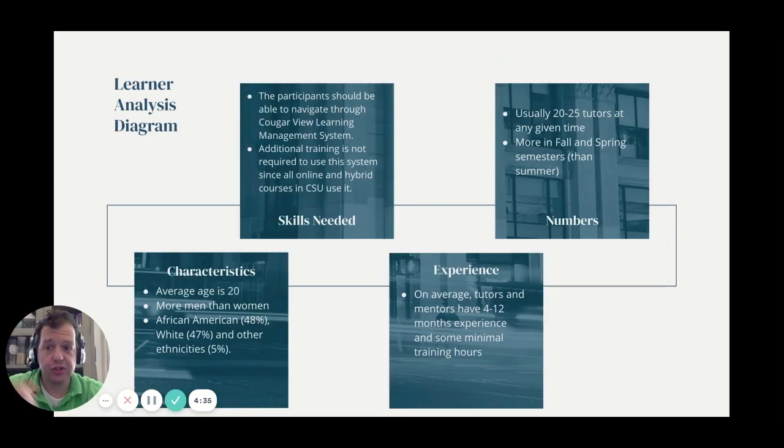Finally, over these next 2 slides, we have the learner analysis diagram, which gives us a sense of this pool of tutors and mentors that we are looking at. So the average age is 20, and there's a fair split between African American and white participants with a few other ethnicities. Skills that they already have include the ability to use the LMS that is used at CSU. As for general background and experience, usually there are 20 to 25 tutors working there at any given time, and there is a fair amount of turnover, of a year or so, that most of the tutors end up working there.